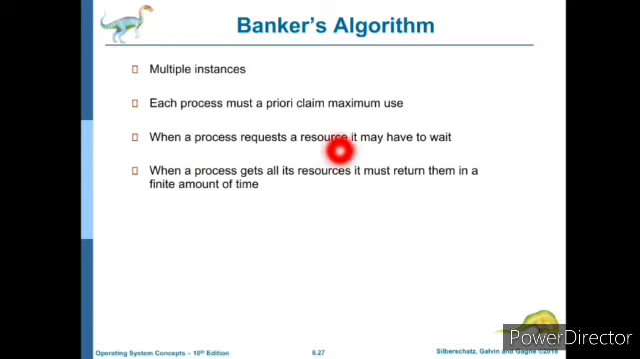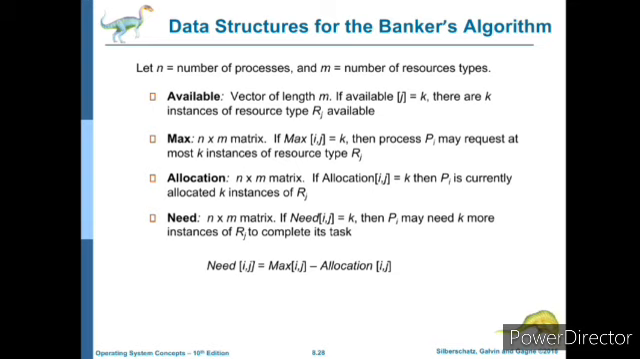Okay, when a process requests a resource, it may have to wait. That is, when a process requests a set of resources, the system must determine whether the allocation of these resources will leave the system in a safe state. If it will, the resources are allocated. Otherwise, the process must wait until some other process releases enough resources. When a process gets all its resources, it must return them in a finite amount of time. So these are the data structures required to implement the Banker's algorithm.